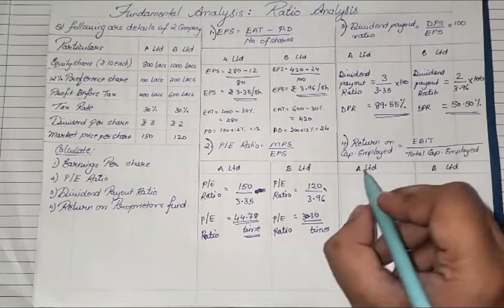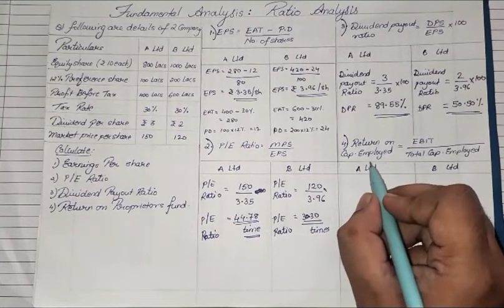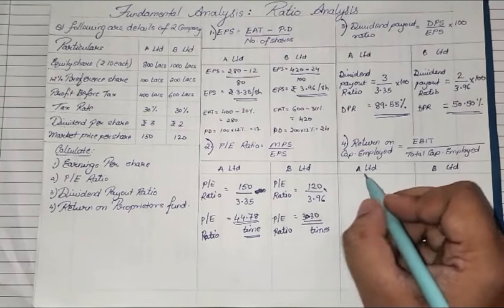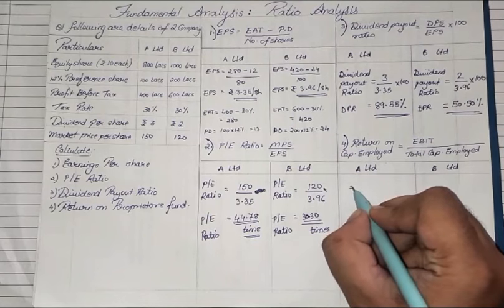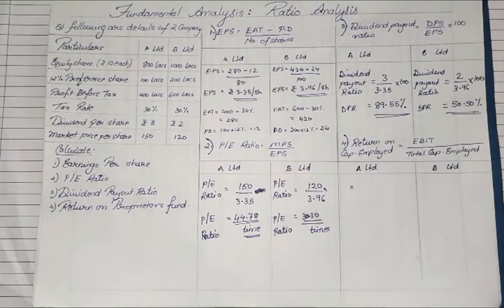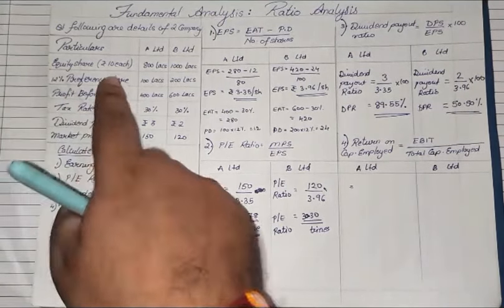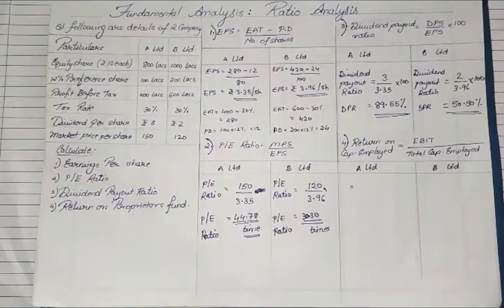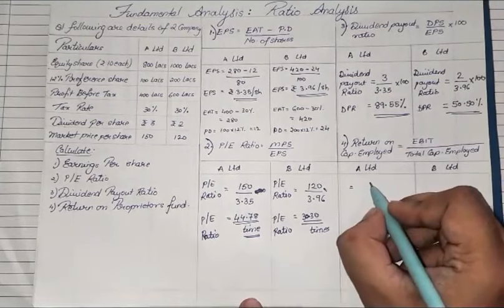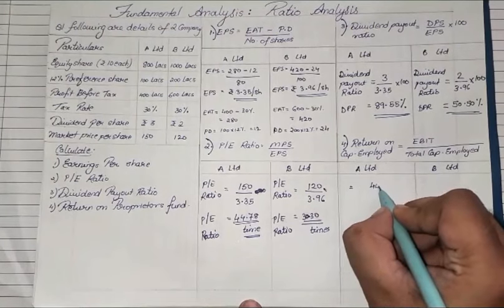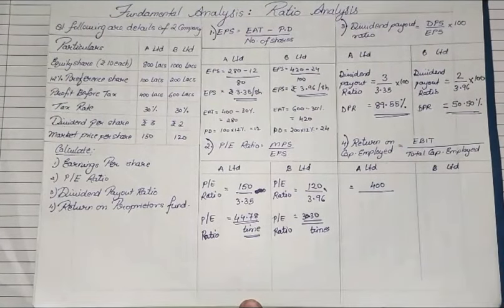Now, in order to find the return on proprietary fund or capital employed for A Limited, we need earning before interest and tax. Very important, we need to first get the value of EBIT. We can already see a profit before tax, meaning the profit before interest and tax, which is given. Since there are no debentures, no debt fund, there is no interest to be calculated.